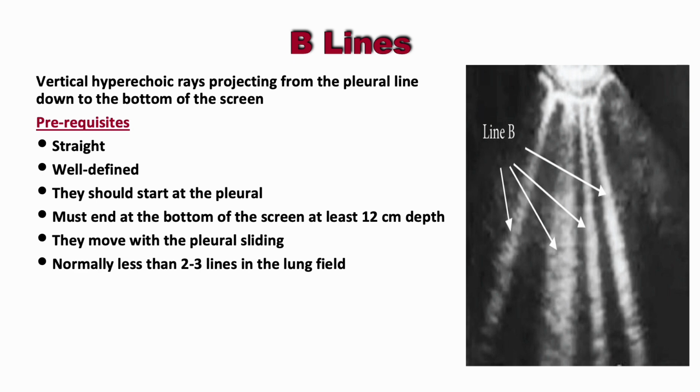Those are vertical hyperechoic rays projecting from the pleural line down to the bottom of the screen. So there are prerequisites to call them B lines. They should be straight, well defined. They start at the pleura and they must end at the bottom of the screen, about 12 centimeter depth. And they move with pleural sliding. They are normally less than 2 to 3 lines in the lung field when the lung is normal.